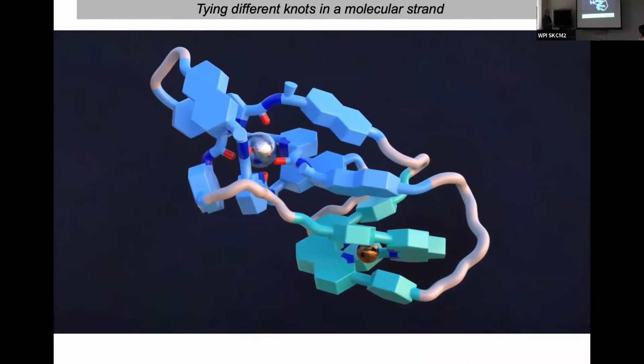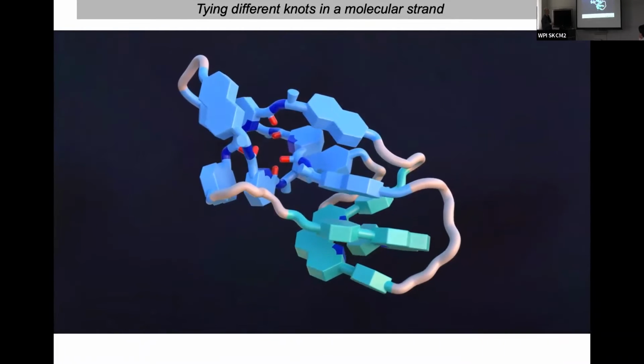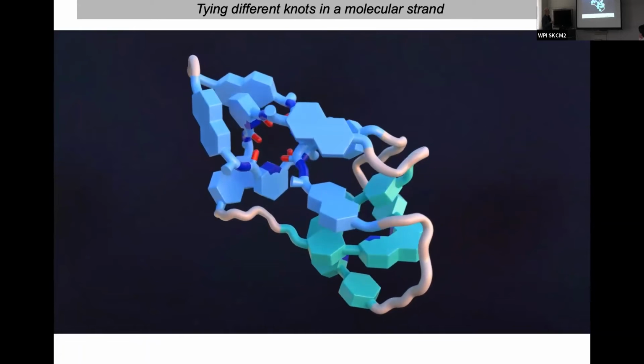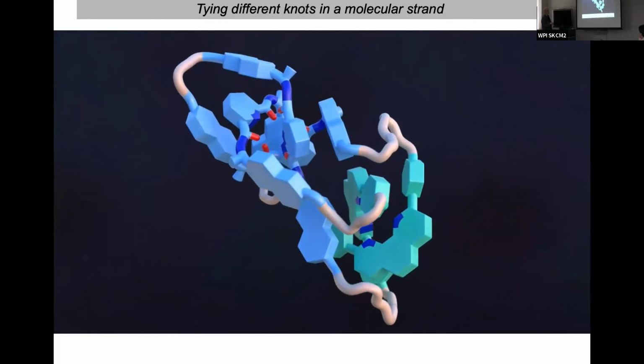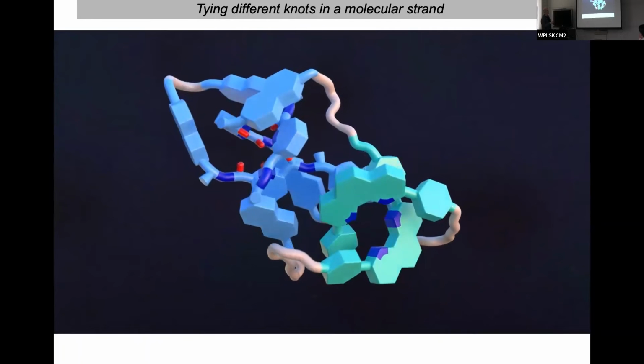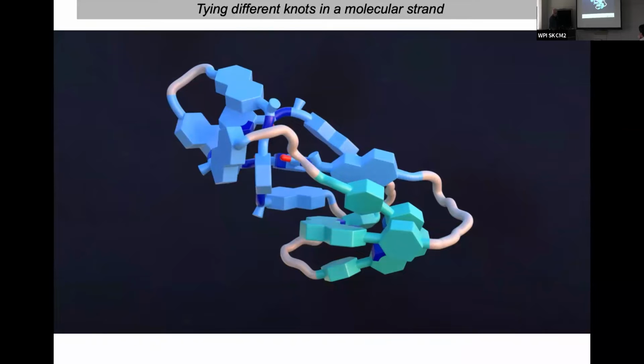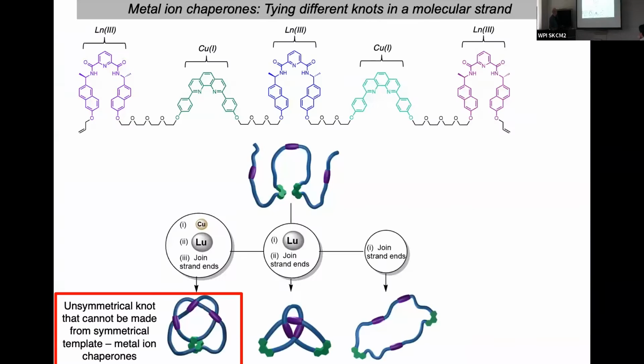We can close the end groups there, then we can remove the metal ions, and we've got a new kind of knot. It's a 5-crossing knot, but it's different to the pentafoil knot we saw before. This is a 5-2 knot, rather than the 5-1 knot. So it has a different unsymmetrical kind of geometry that we couldn't make any other way. So this is an unsymmetrical knot. You can't make this from the sort of symmetrical template systems we've been working with before.